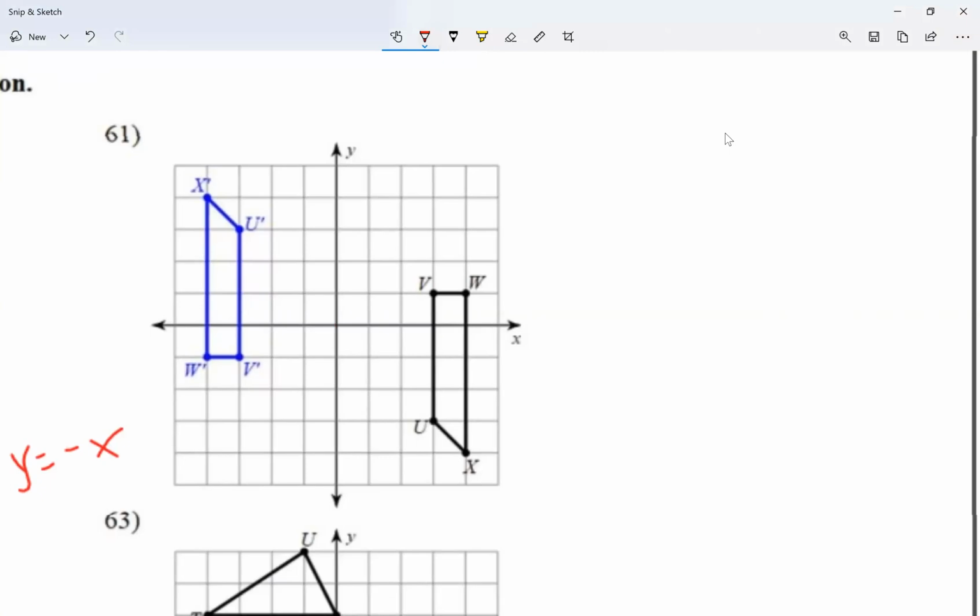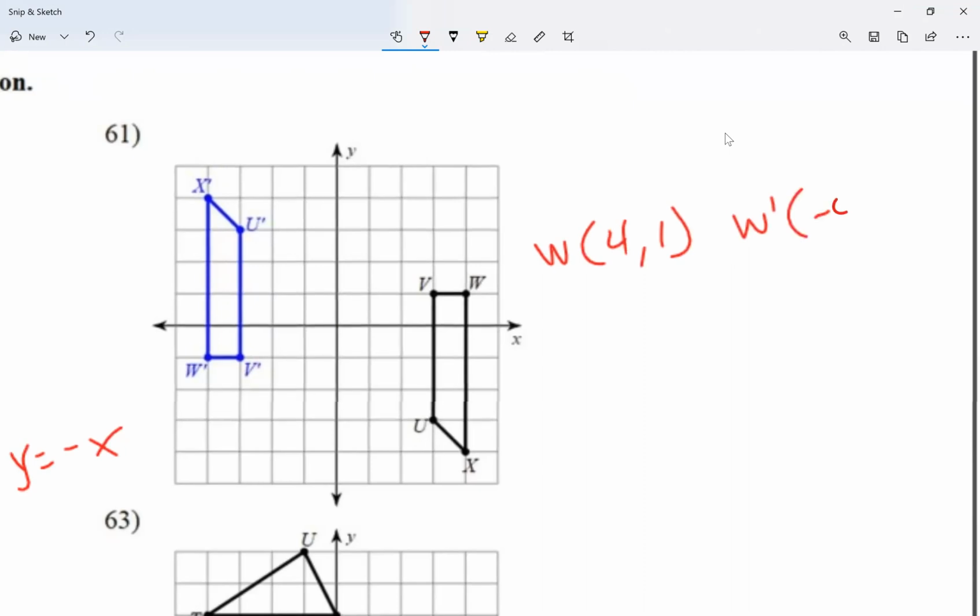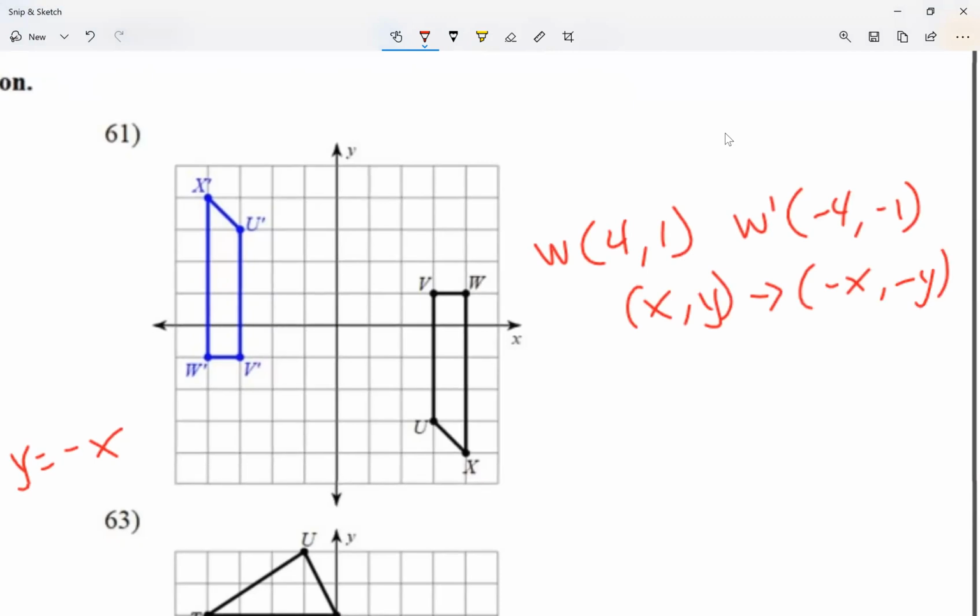So let me follow the coordinates of a point. I look at my point W. The coordinates of W are (4, 1). And then let me get the coordinates of W prime. It looks like the coordinates of W prime are (-4, -1). Hmm. It looks like (x, y) became (-x, -y). Seems like I just switched the signs. I wonder if that was just a unique point. Let's see if it happens on all my other points.